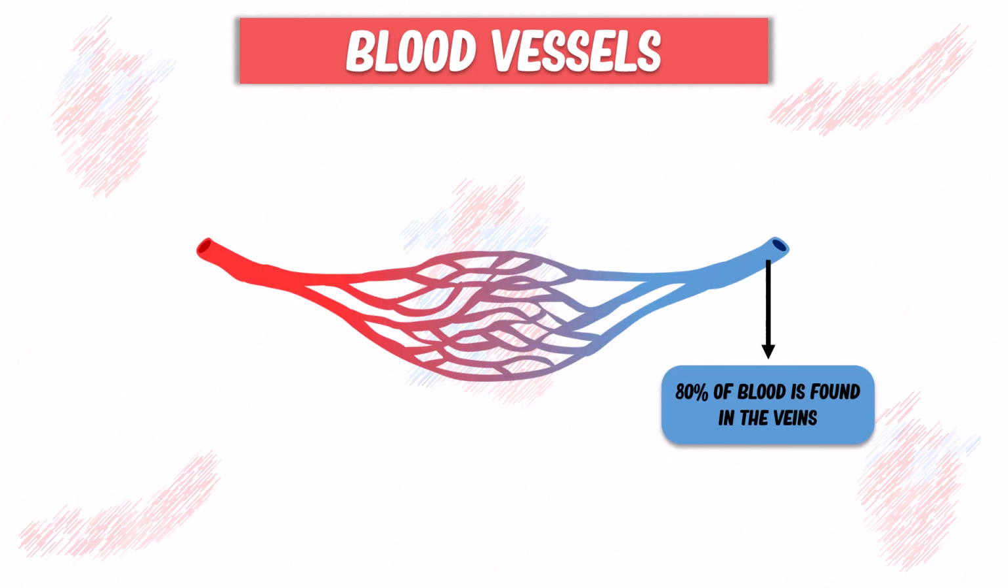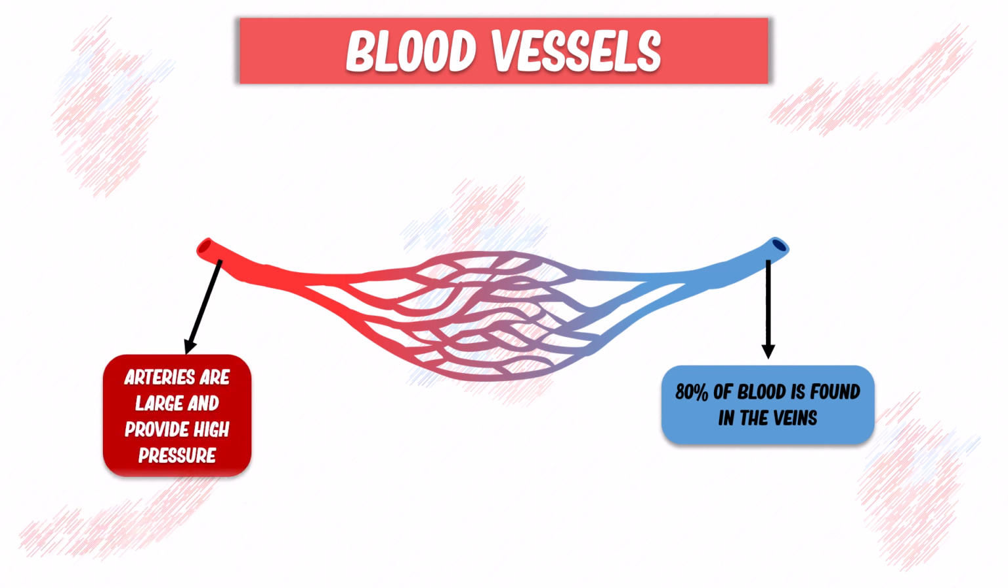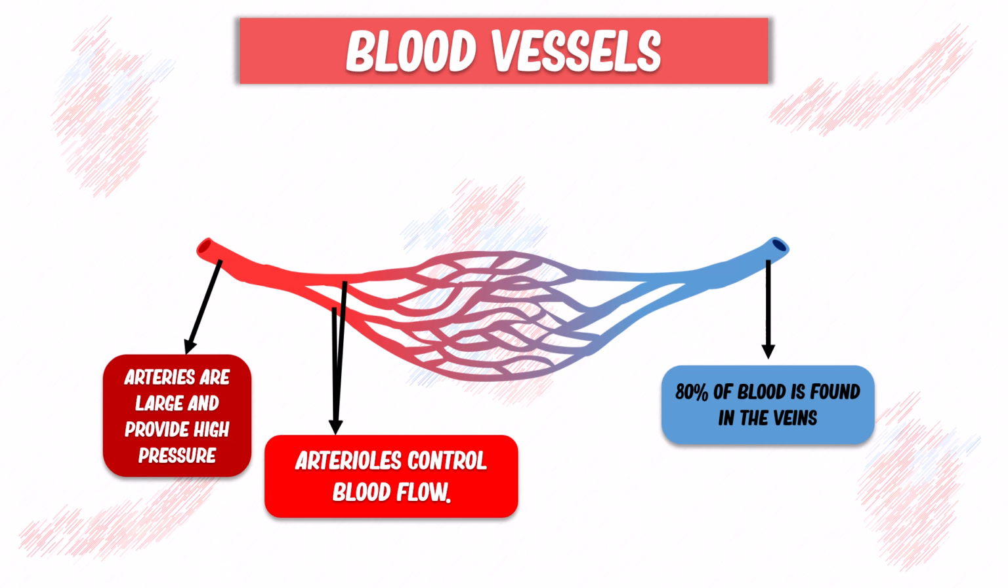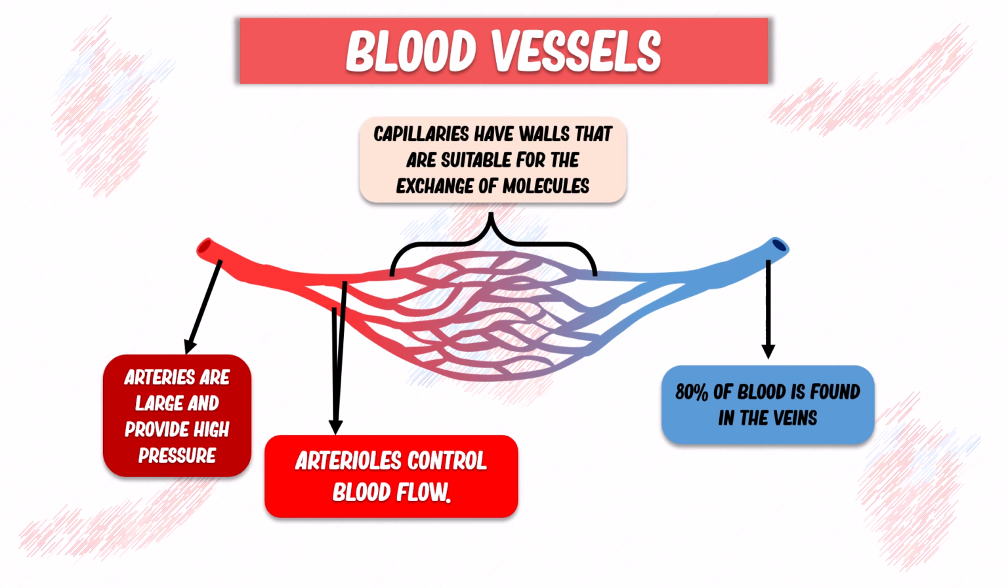Each type of blood vessel in the cardiovascular system has specific characteristics suited to its function. In systemic circulation, 80% of the blood is found in the veins, while only 20% is in the arteries, arterioles, and capillaries. Arteries are high-pressure structures designed to quickly distribute oxygenated blood to the body's tissues. Arterioles regulate blood flow to different regions by contracting or relaxing based on demand. For instance, when a tissue needs more blood, arterioles relax to increase flow. When less blood is needed, they contract. Capillaries have thin walls designed for efficient molecular exchange between blood and interstitial fluid.